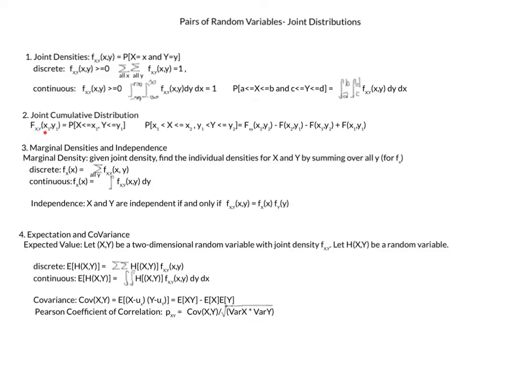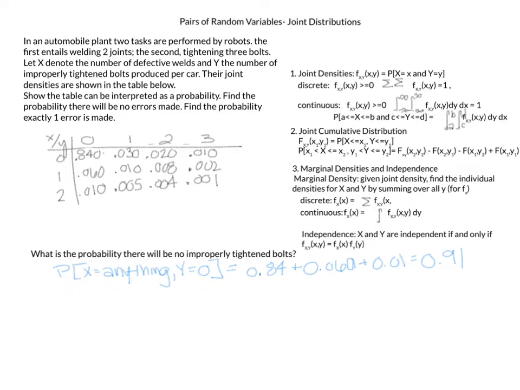So I'm going to skip joint cumulative density for now and go on to marginal densities because I can use my last two examples to motivate the discussion. So we're going to go back to this automobile plant worked by robots where the robots would weld two joints, and the number of defective joints welded would be x, and then they would also tighten 3 bolts, and the number of improperly tightened bolts would be y, and these were our probabilities, our joint distribution. And then at some point we found the probability, here it is, that there will be no improperly tightened bolts. In other words, we were only concerned about y. We wanted to talk about y, and we weren't worried about x. X could equal anything. And so we went down this row and we summed up all the values for x.